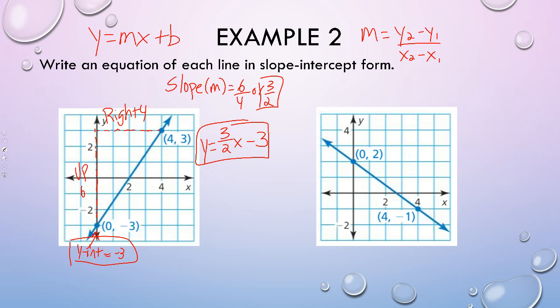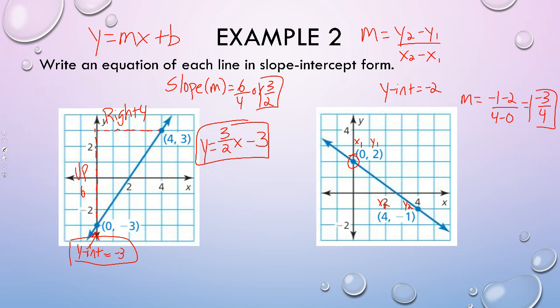Same idea on the second one. Right here I can see there's my y-intercept, so I know that my y-intercept is at negative 2. I want to figure out what my slope is. Maybe you want to use the slope formula. That's fine. So here is x1 and y1. Here is x2 and y2. So you would do negative 1 minus 2 over 4 minus 0. You're going to get a slope of negative 3 over 4.